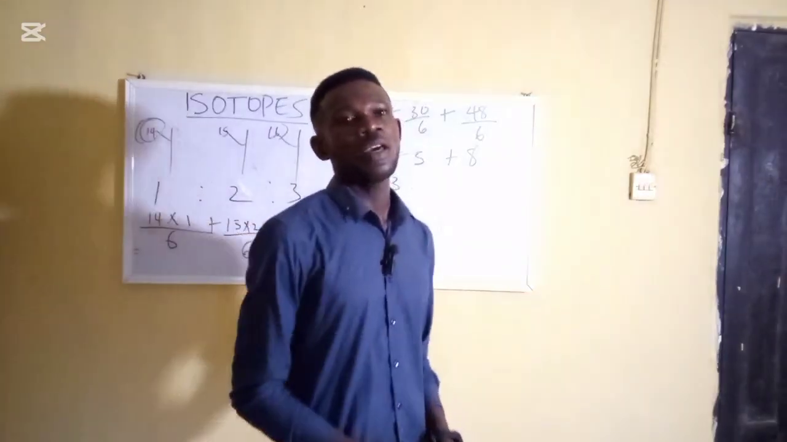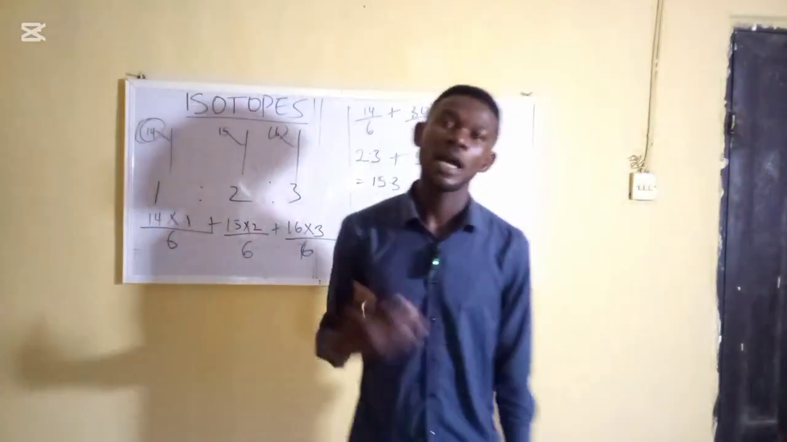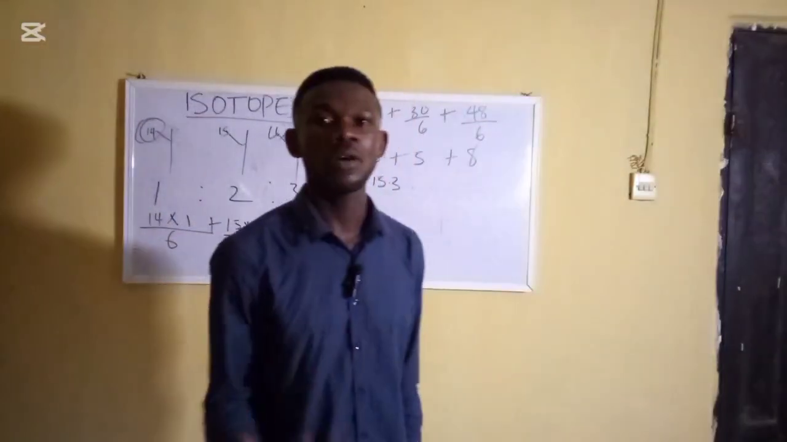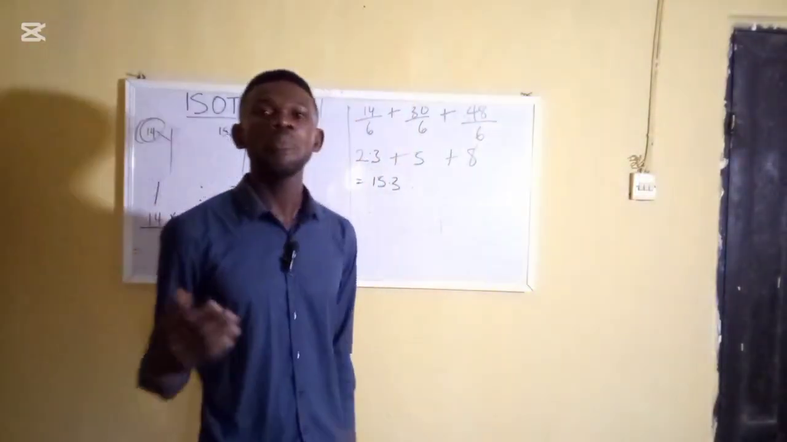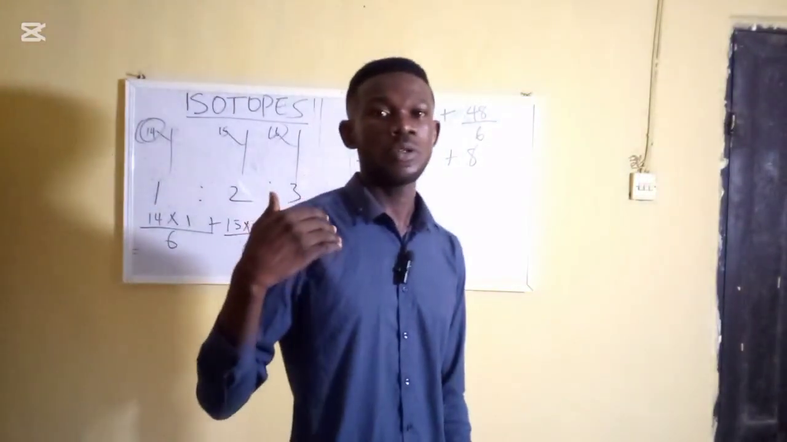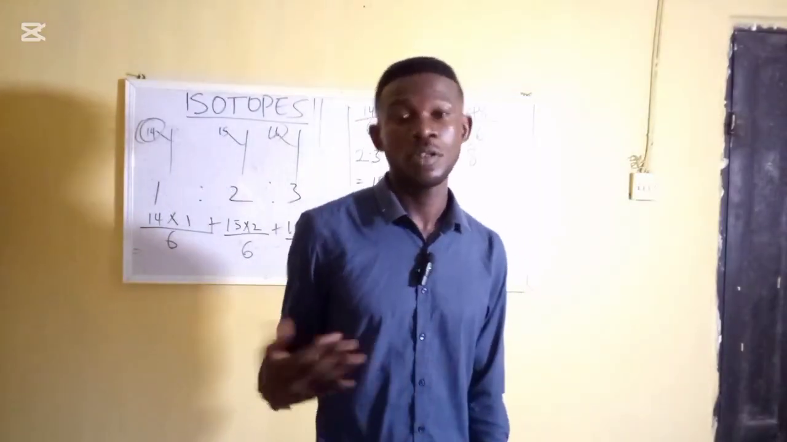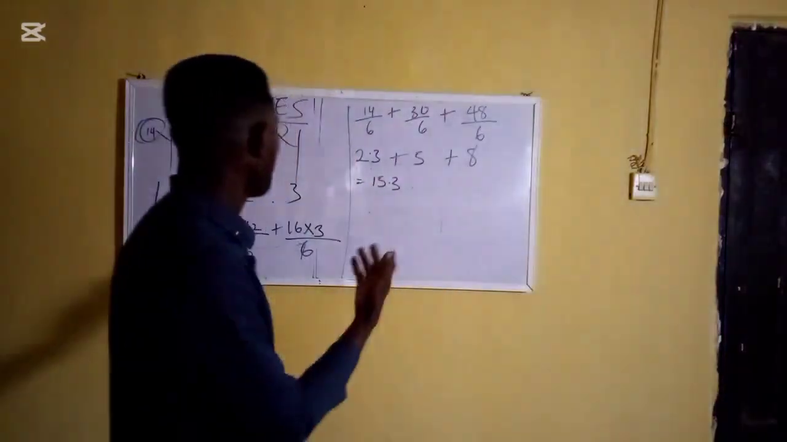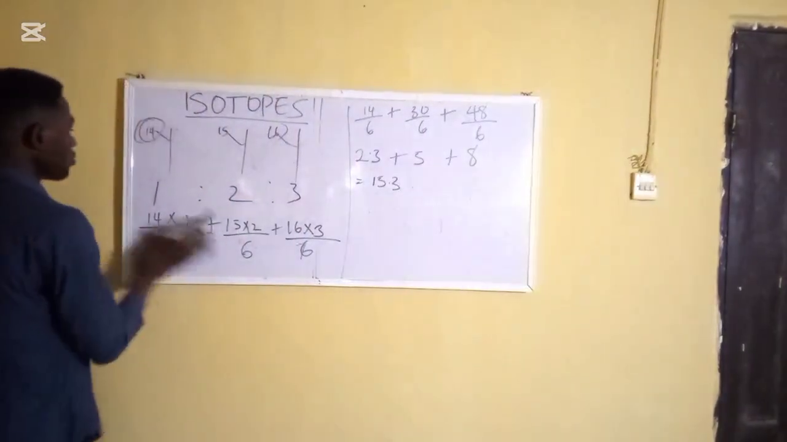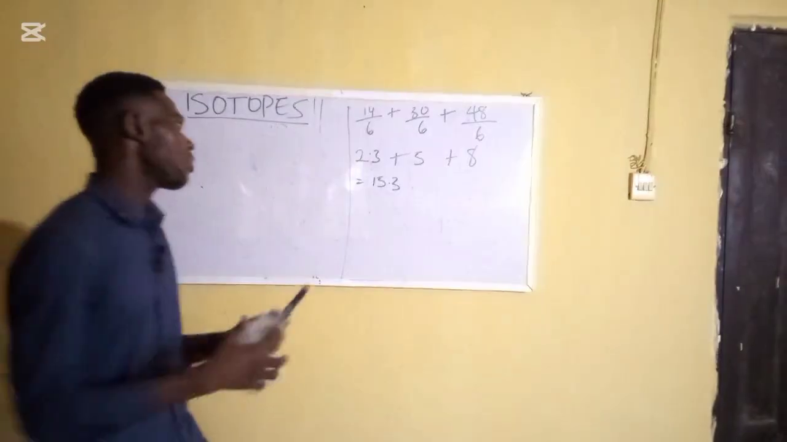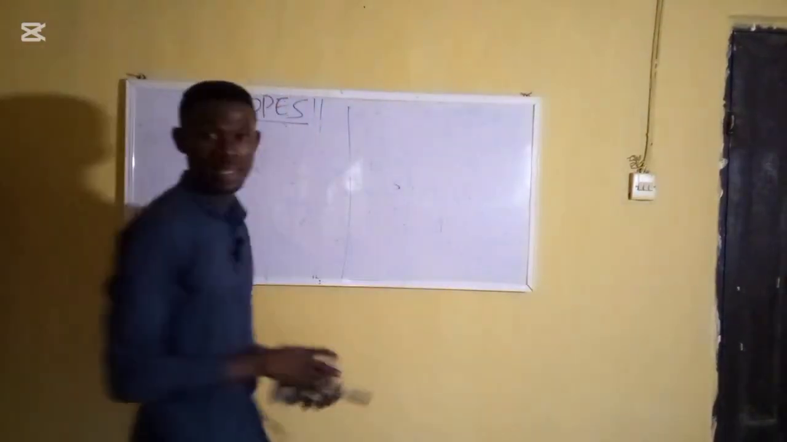So literally, this is how to carry out calculations on isotopes. You can carry it out based on the percentage occurrence. You can carry it out based on the ratio occurrence. So to finalize this, I can go on to give you one more example for better clarity.